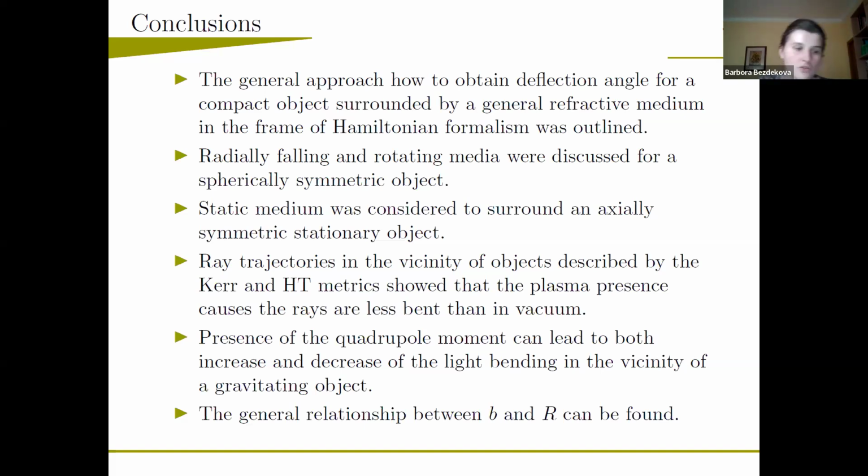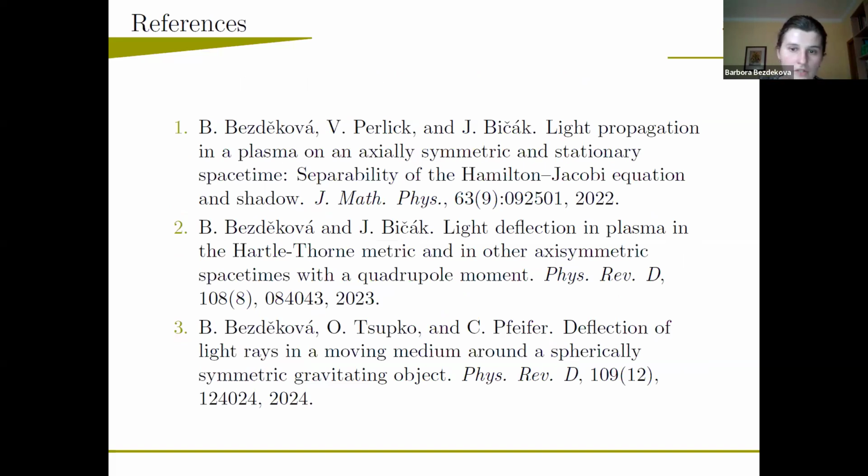I also introduced this Hartle-Thorne metric, and due to that I was able to discuss how the presence of a quadrupole moment can change the light trajectories both ways. Either the light rays are deflected more or less. It depends on the exact choice of the quadrupole moment. I also briefly discussed the relationship between the impact parameter and the closest radial distance, capital R. If you are interested in more of this, you can check the literature. So thank you for your attention.